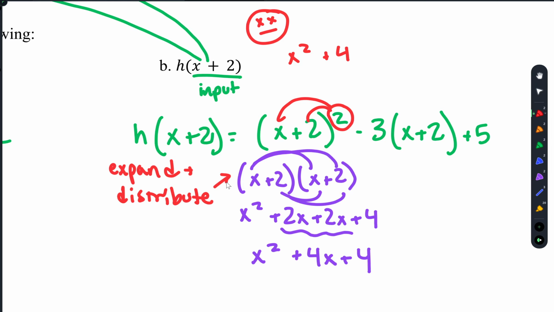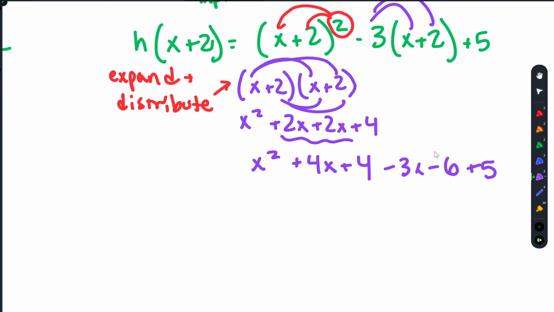The rest of the simplifying should be easy from this point. I'm going to also distribute this negative 3 right here. Negative 3 times x is a negative 3x. Negative 3 times 2 is a negative 6. Drop down that plus 5.